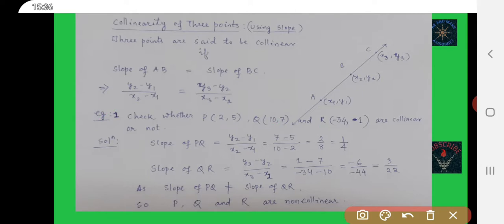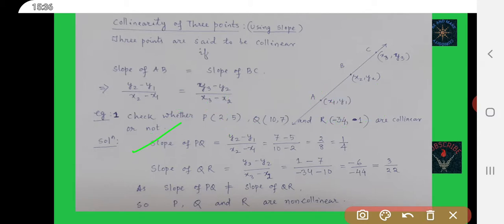Now for example, check whether P, Q, R, these 3 points are collinear or not. So, first we find slope of PQ and slope of QR. If the slope of PQ is equal to slope of QR, then we can say P, Q and R points are collinear. Otherwise, they are non-collinear.